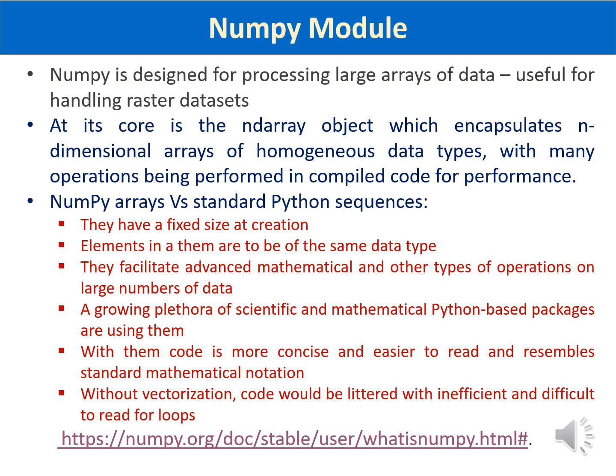The main differences between NumPy arrays and standard Python sequences are that NumPy arrays have a fixed size at the time of creation, and unlike the Python built-in sequences, the elements in them are to be of the same data type, therefore they have the same size, and they facilitate advanced mathematical and other operations on large numbers of data. A plethora of growing scientific and mathematical Python packages are using them. With NumPy arrays, the code is more concise, easier to read and resembles standard mathematical notation. For example, if there are two arrays of the same size, A and B, and you want to do a simple sum or product, the element by element operation can be conducted in NumPy simply by writing A plus B or A into B, as in normal mathematical notation.